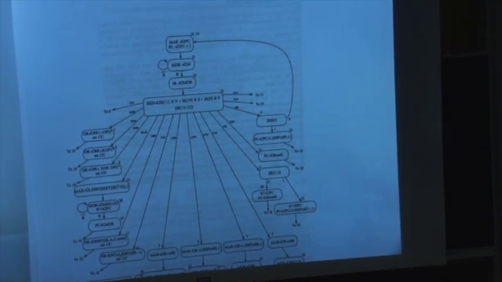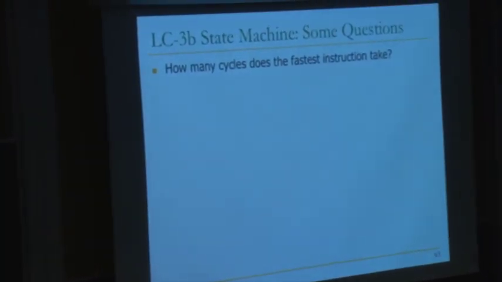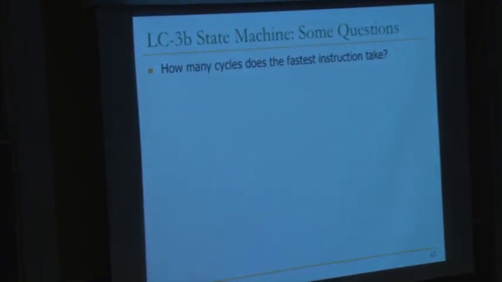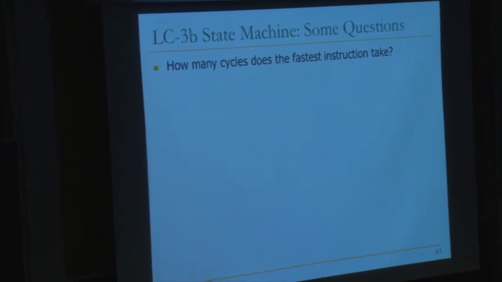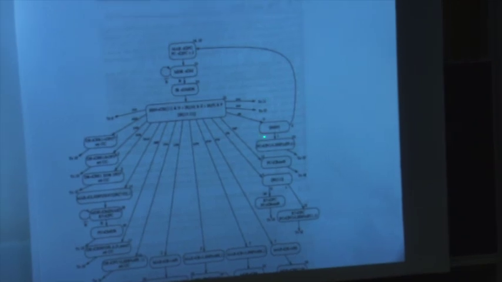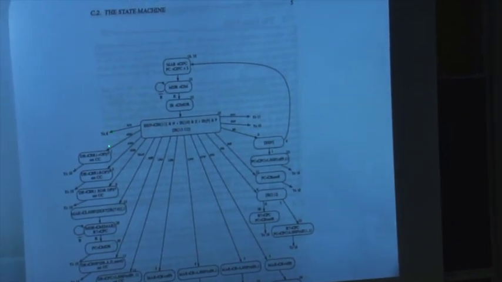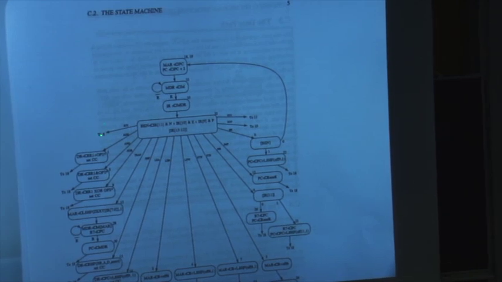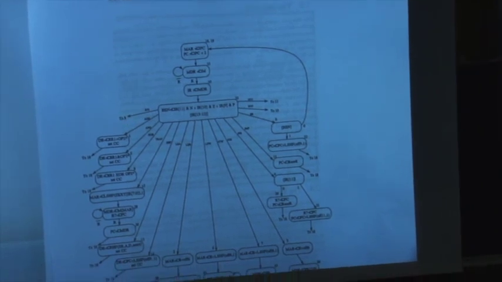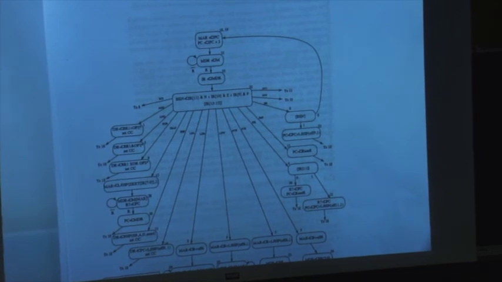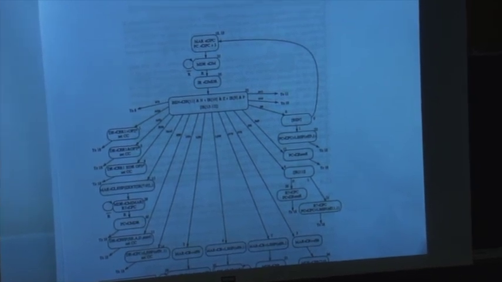How many cycles does the fastest instruction take in this? 1, 2, 3, 4. I guess let's ignore these instructions. These go to state 8, and state 8 actually doesn't exist in this machine. That's going to be added later. So don't worry about it.